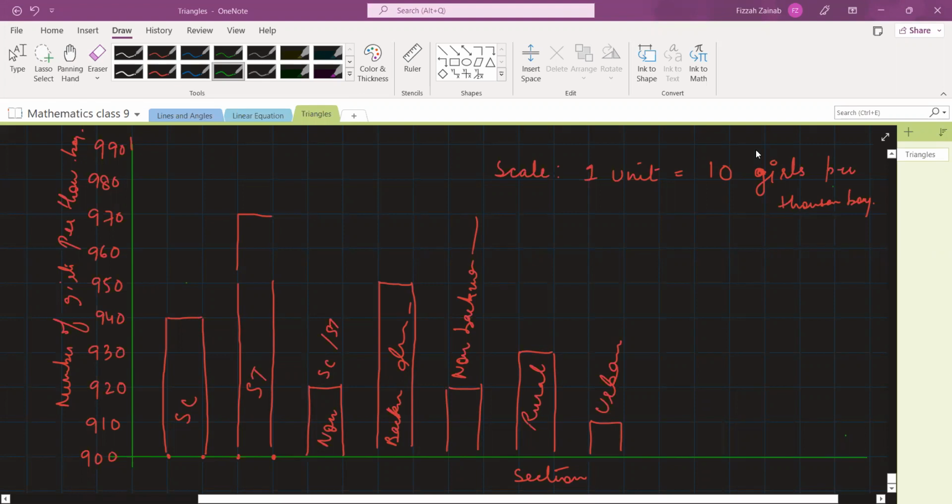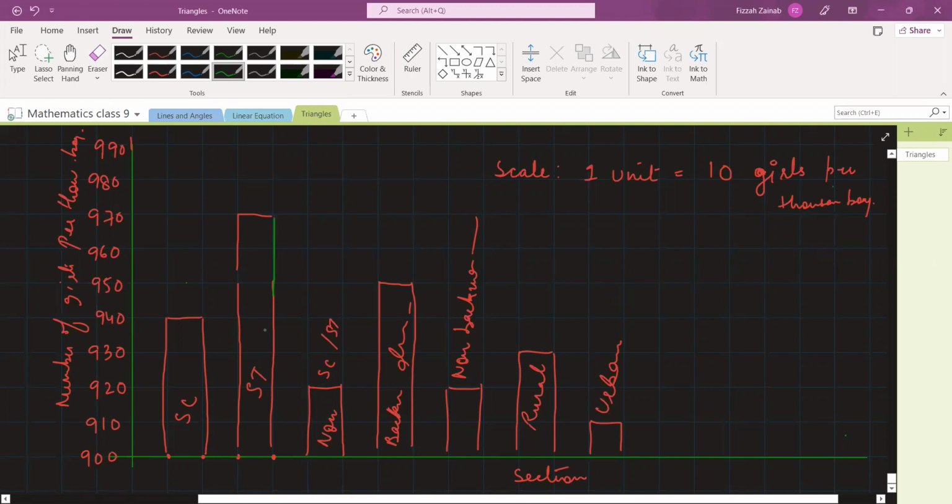Okay, Jaslyn, done. So now the second part of the question is, in the classroom discuss what conclusions can be arrived at from the graph. So by looking at the graph, what can you observe here? Where is the ratio highest? It is highest in ST, right?